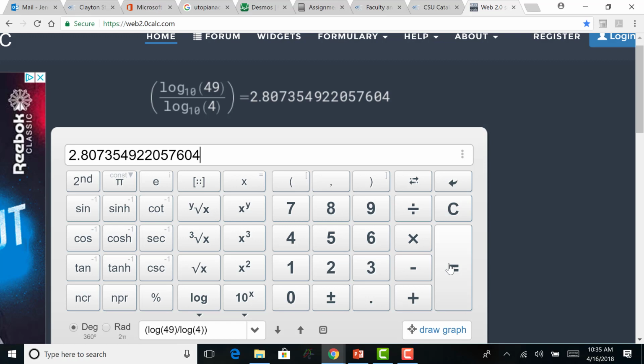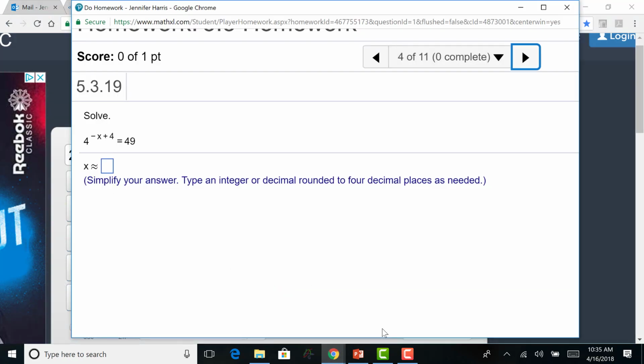So my answer here is 2.8073. I will try to keep as many decimal places as I can if you're trying to hold on to it. Equals negative x plus 4. Let me move the calculator out of the way so you can see. Here, go back to the assignment. So when I put mine in the calculator, this is what I got.